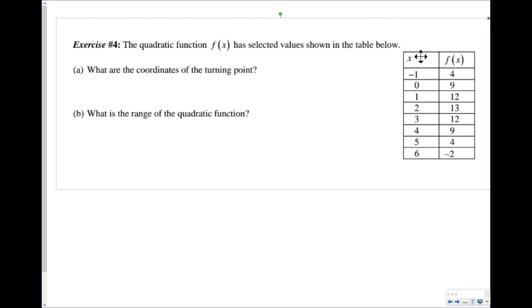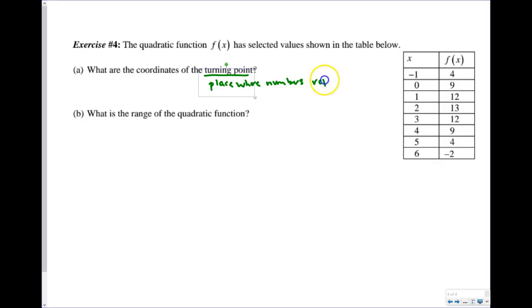So when you're looking for a turning point in a table, you're looking for the place where the numbers repeat themselves. So I'm going to look here, and where do the numbers start to repeat? 4, 9, 12, 13, 12, 9, 4. So do you see this 12, 9, 4, and then 12, 9, 4 here? That means that this 13 must be where it starts to turn. So this 2, 13 must be the vertex of the turning point, because it's got these repeating numbers on either side of it. And if I know the turning point, then I know the range.